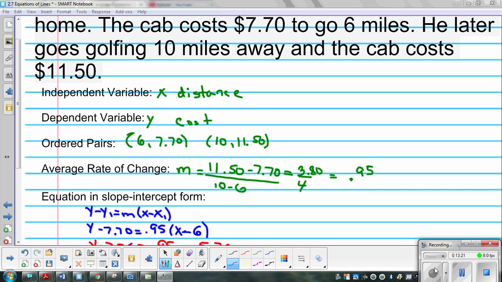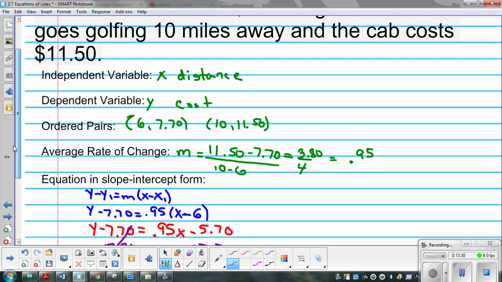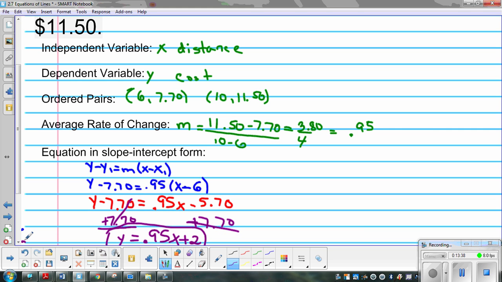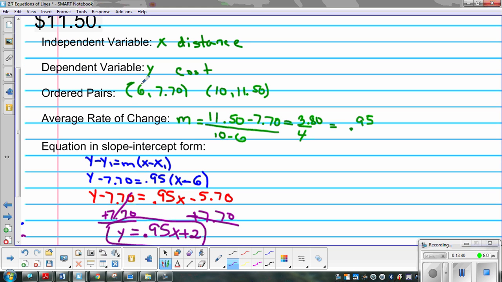So as you take a moment, look this over, how did you do? Did you see that the x, the independent variable, is distance, and the dependent variable, the y, is the cost? The cost depends on how far the cab drives. If we take the information we were given, you should be able to find the 2 ordered pairs. 6 miles costs $7.70. 10 miles costs $11.50. Those are our 2 points.